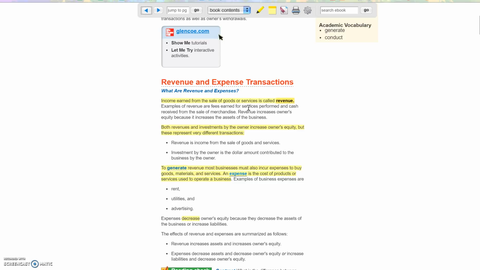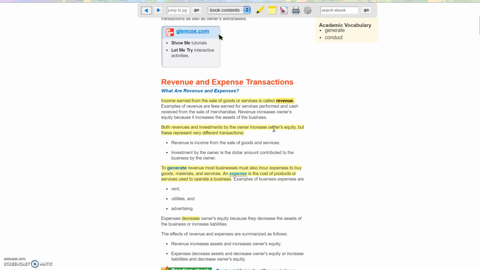So you've either sold something on account or for cash, so the left side is going to go up, and revenue is going to increase the right side by giving the owner more value in the business. Both revenue and investments by the owner increase owner's equity, but they're really different transactions. Revenue is income from the sale of goods or services, and it's very different from an investment, where the owner is contributing. So you just need to make sure that you don't confuse the two.